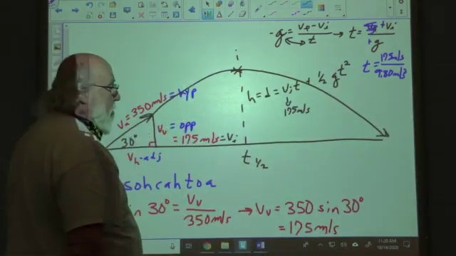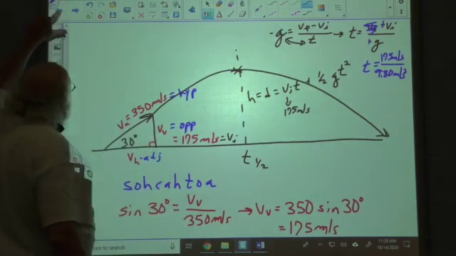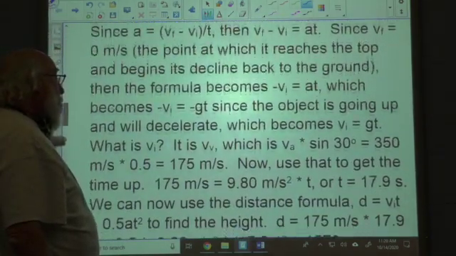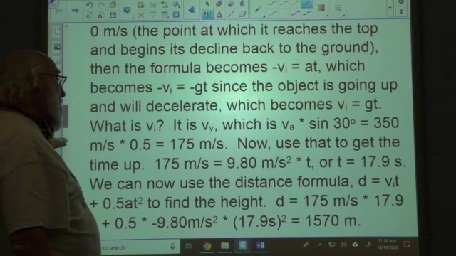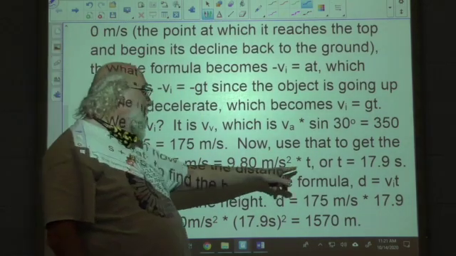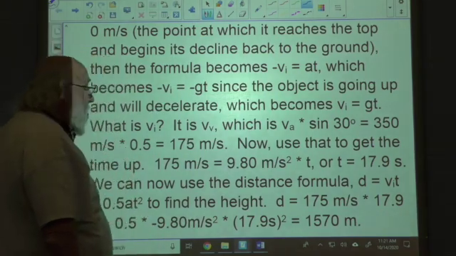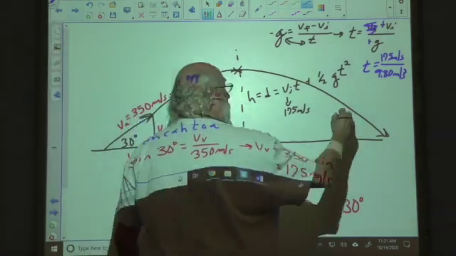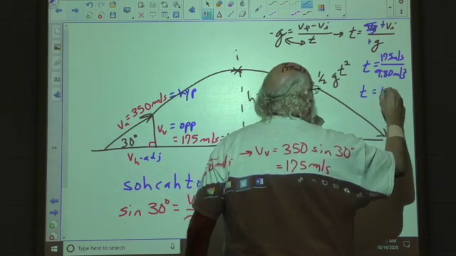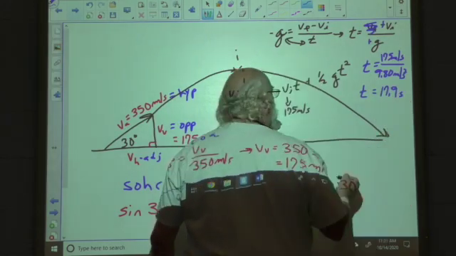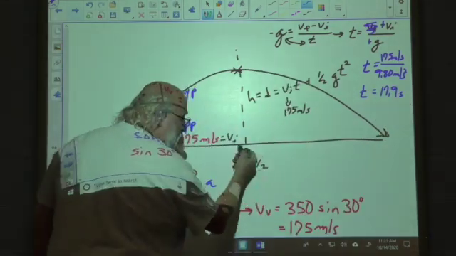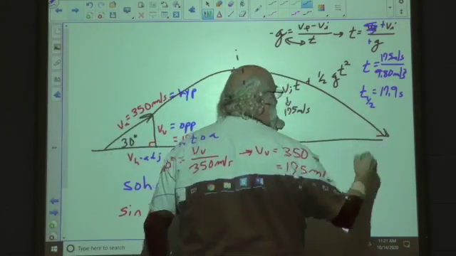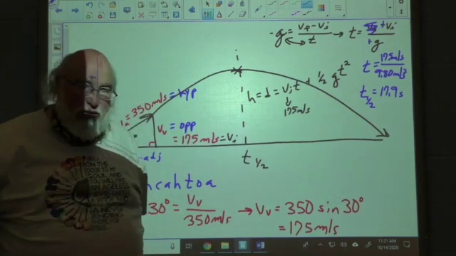Now I just divide those two out, or I cheat a little bit and look at my script and see what I got. What have I got here? I got a t of 17.9 seconds. But that's not really t as much as it is this t right here. So I'm going to put t sub 1/2 is 17.9 seconds.